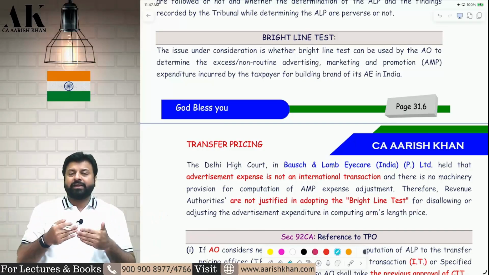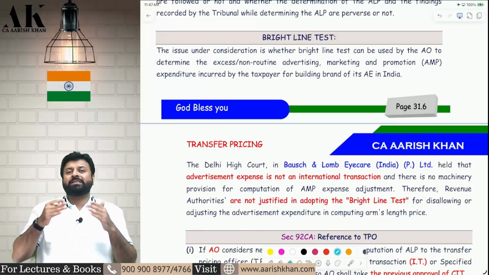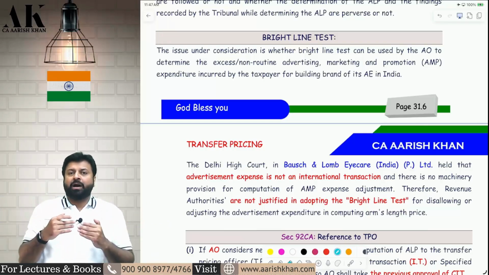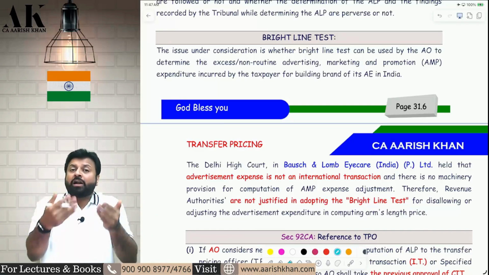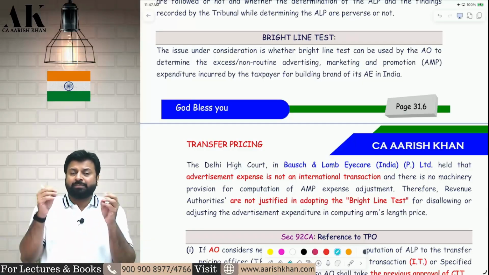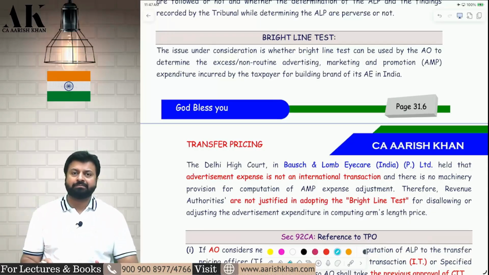Where the subsidiary in the home country is doing some promotional expenses, then all the promotional expenses should be categorized into two parts, routine and non-routine. Routine expenses will be allowed as deduction. Extra non-routine expenses will not be allowed as deduction as per bright line test. Now, this bright line test concept is not there in India.